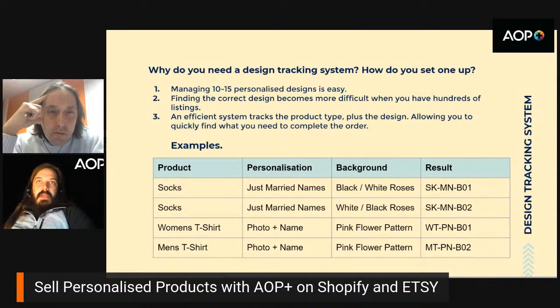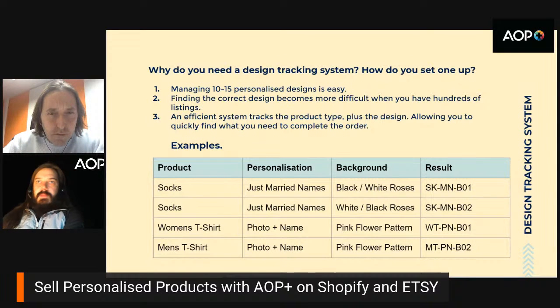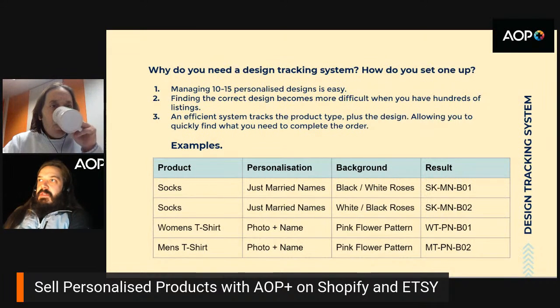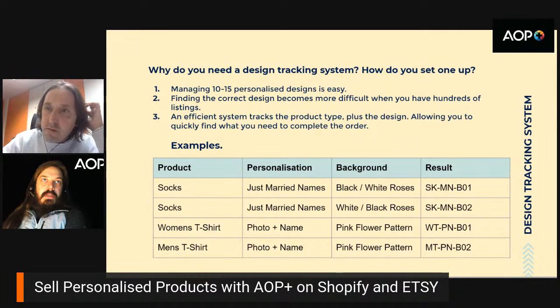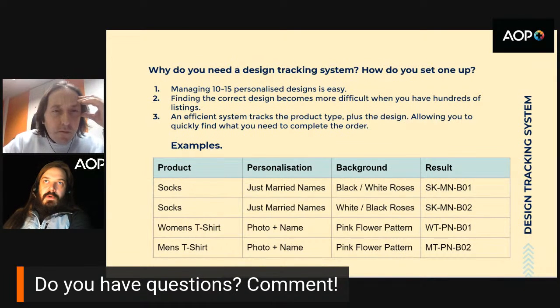So we need a way to categorize these. We're going to break them down and give each section its own code. We have here in the result column, SK will be our code for socks. In this particular case, SK will always be our code for socks. So it doesn't matter what type of personalization we're doing, we're always going to use SK. And then this particular personalization option is going to be MN, and that's completely obvious. It's married names, but you can come up with something completely random, just as long as you're comfortable with remembering what it's going to be.